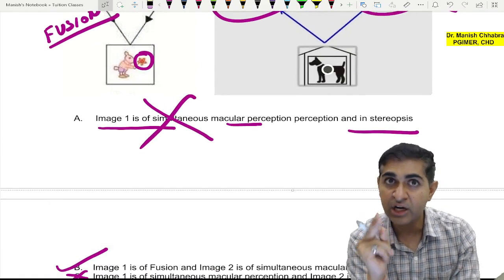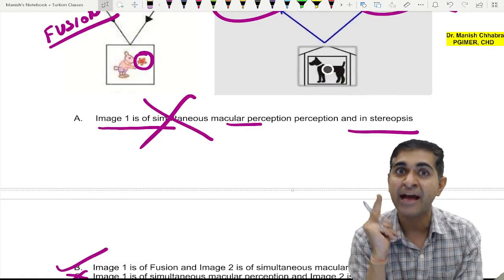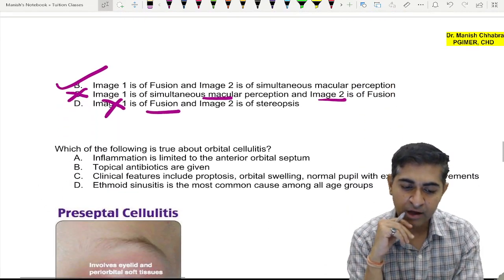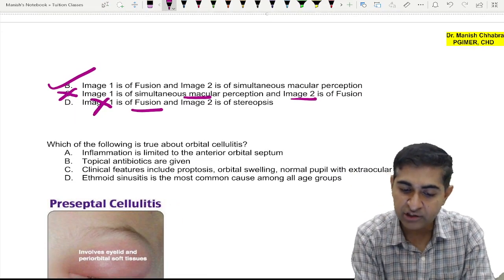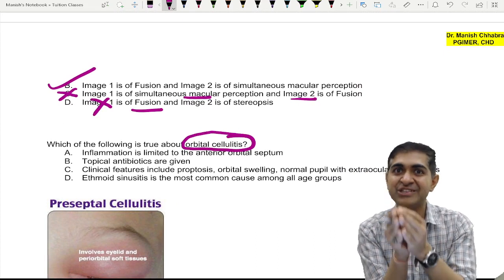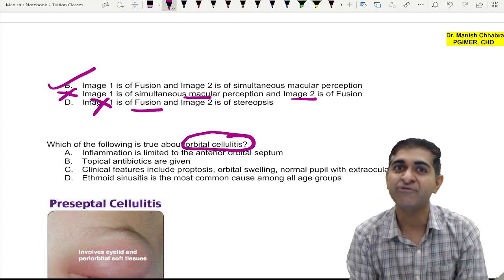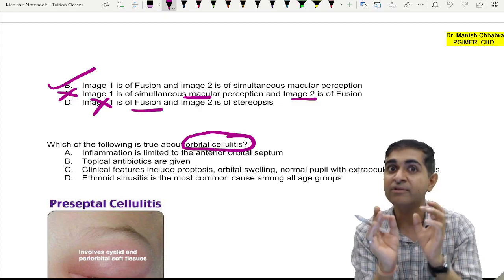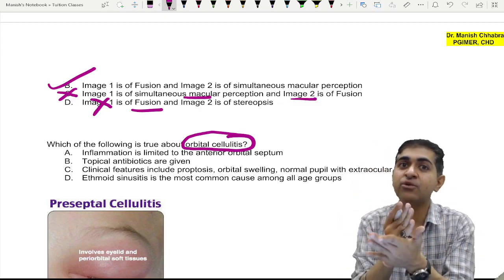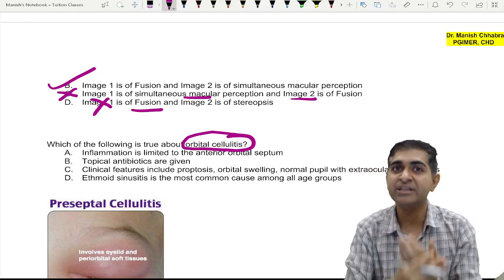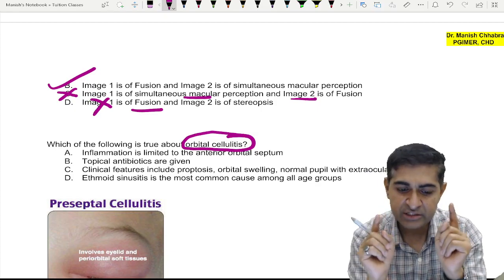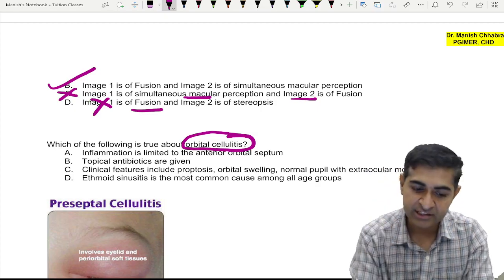Image 1 is of fusion and 2 is of simultaneous macular perception. Understood? Okay. Now coming over to the next question. Which of the following is true about orbital cellulitis? This is in the first 30 minutes of my lecture on orbit. I always reinforce to do orbital cellulitis, one of the most important diseases in ophthalmology, isn't it? Now, which is true about orbital cellulitis?